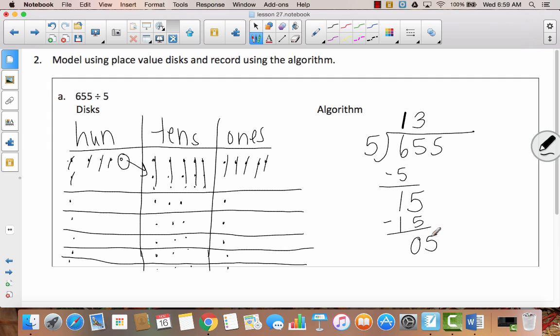So the same thing in my standard algorithm. 5 ones divided by 5 was 1. 1 times 5 is 5. I end up with 0 because I had no remainder. Okay, let's try that again.